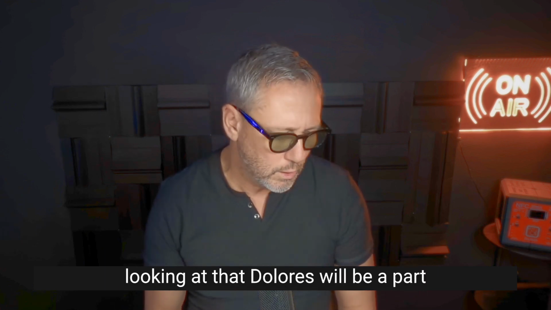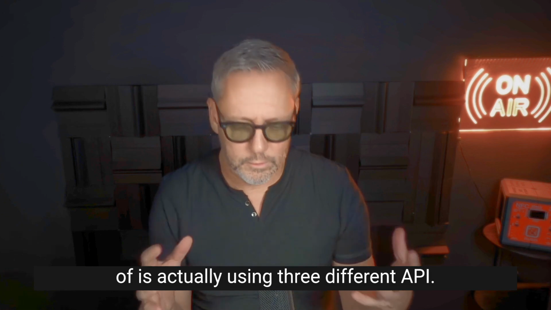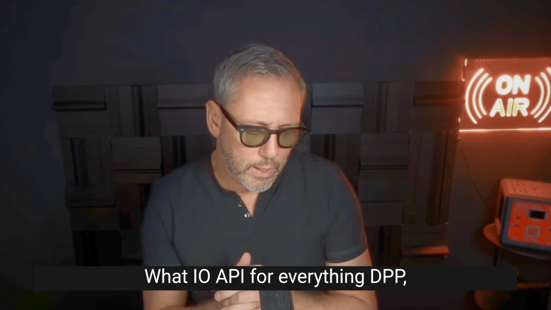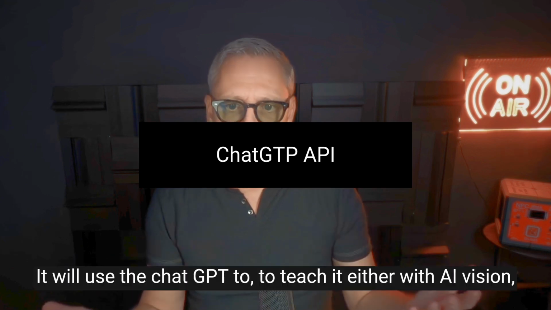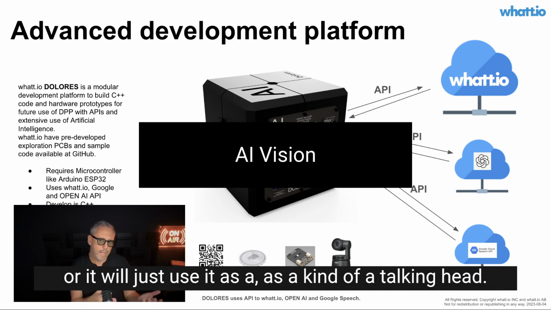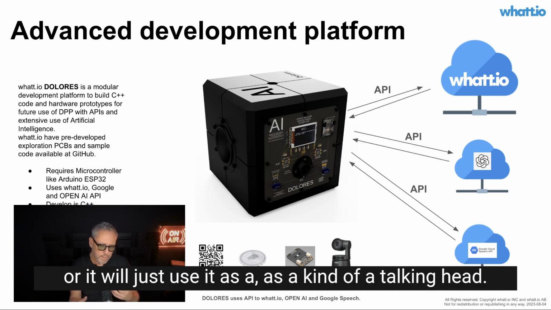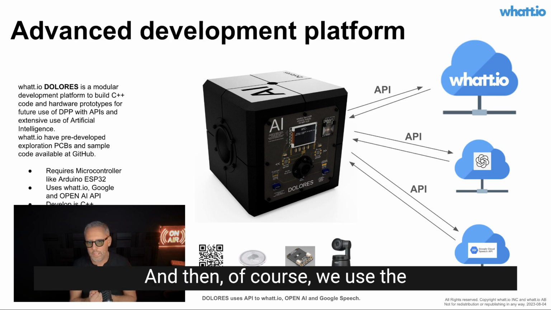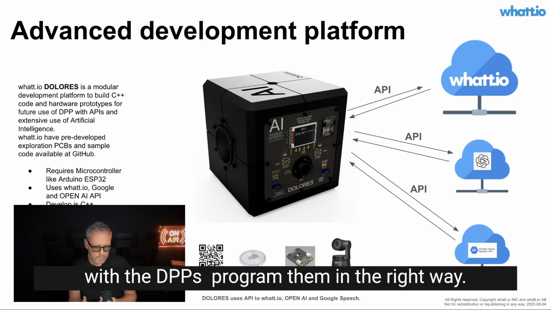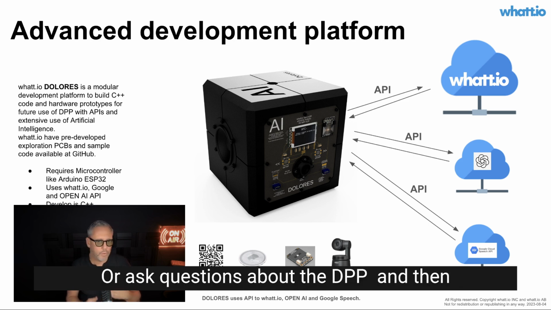And one of the things we're looking at that Dolores will be a part of is using 3 different APIs. So it will use the What.io API for everything DPP, everything which has to do with data. It will use ChatGPT to teach it either with AI vision, or just use it as a kind of talking head or a chatbot. And then, of course, we use the Google text-to-speech, speech-to-text. So it will enable you to build and interact with the DPPs, program them in the right way, or ask questions about the DPP.